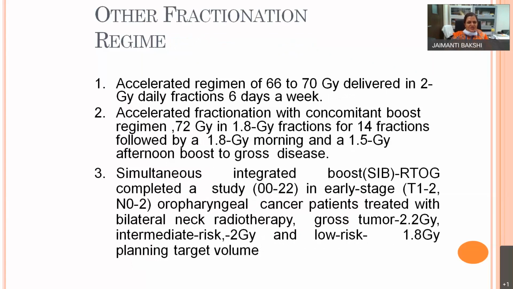The other fractionation regimes include accelerated regime of 66 to 70 grays delivered in 2 grays daily fractions, 6 days a week. Accelerated fractionation with concomitant boost regime delivers 72 grays in 1.8 gray fractions for 14 fractions, and there can be simultaneous integrated boost for early stage T1, T2 lesions of the oropharynx, in which patients treated with bilateral neck radiotherapy, and gross tumor received 2.2 grays, intermediate risk 2 grays, low risk tumor received 1.8 grays as planning target volume.